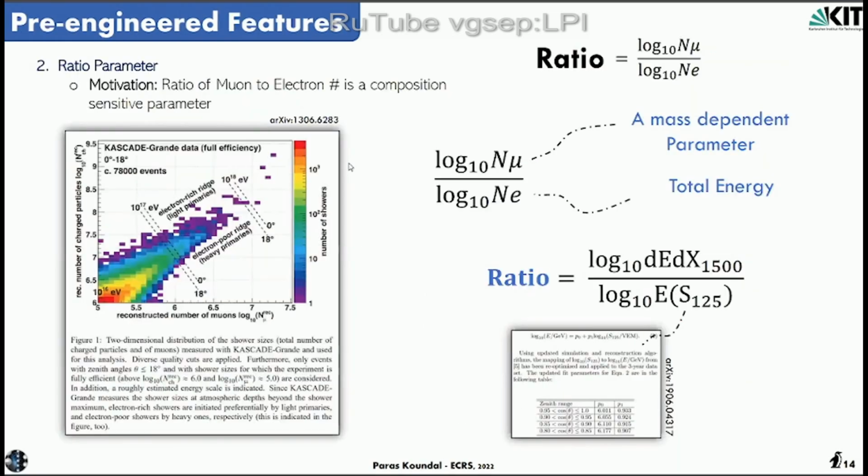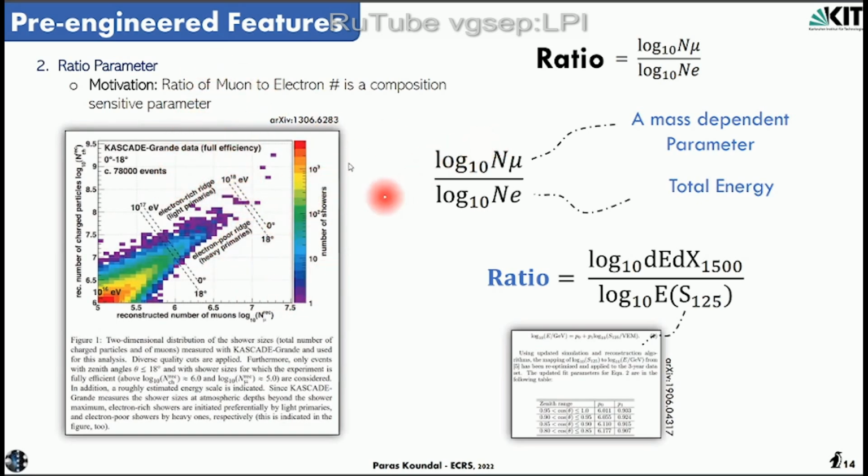Coming quickly to the second one, which is the ratio parameter. So this is a work which was motivated by KASCADE-Grande. So KASCADE-Grande, for those who don't know, was an experiment at KIT only, so pretty close to home. And what they observed in there was the ratio of muon to electron is a good composition sensitive parameter. This is just one of the famous plots from their publication.